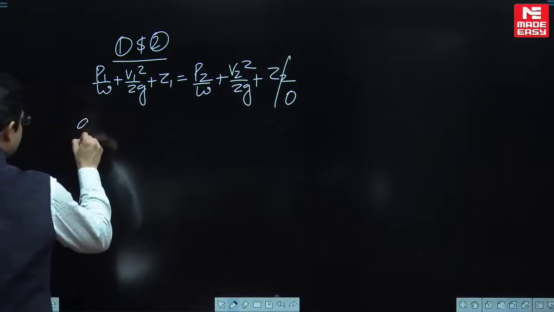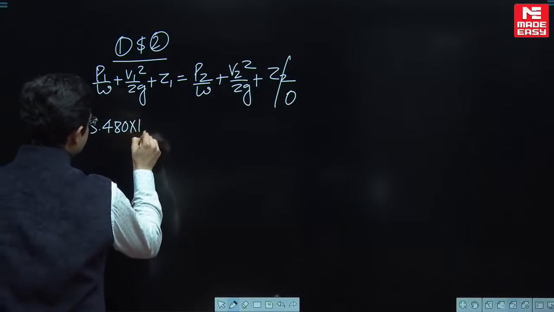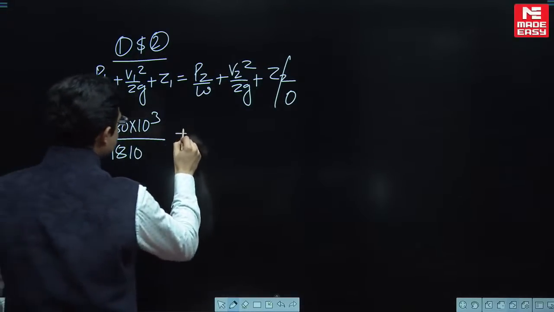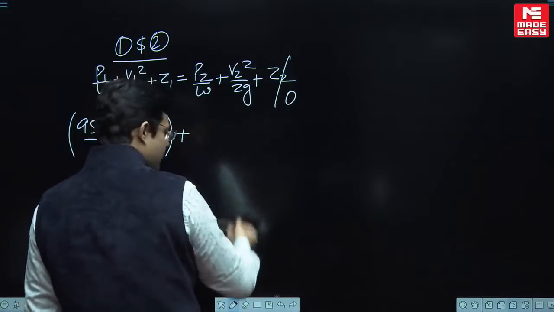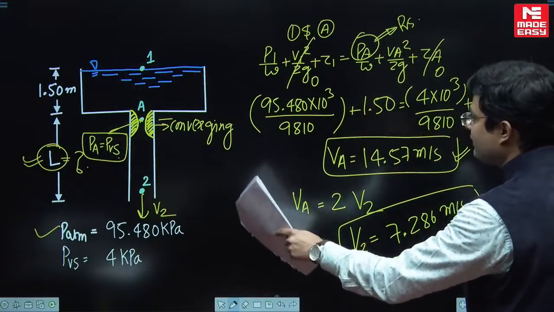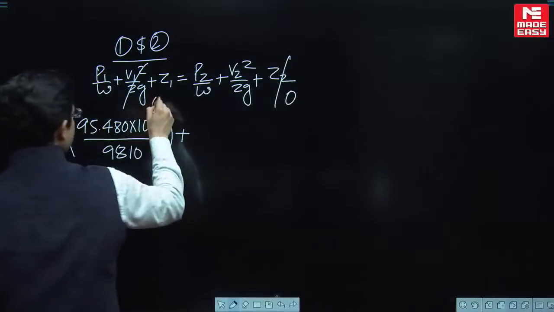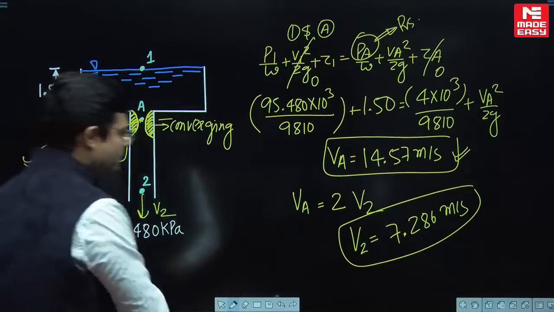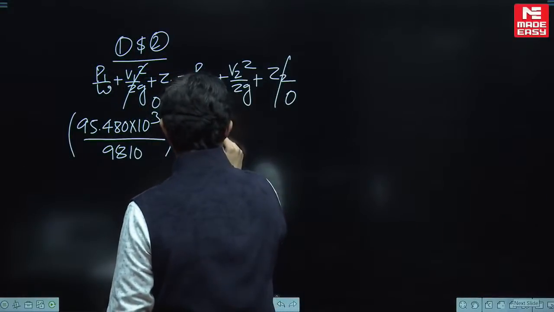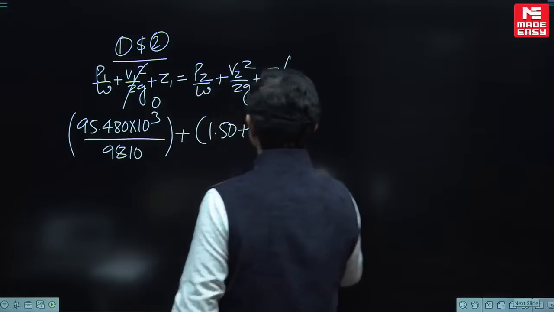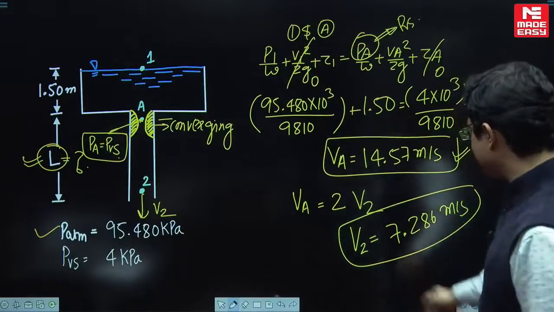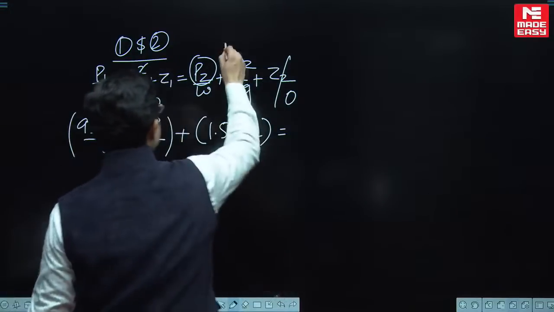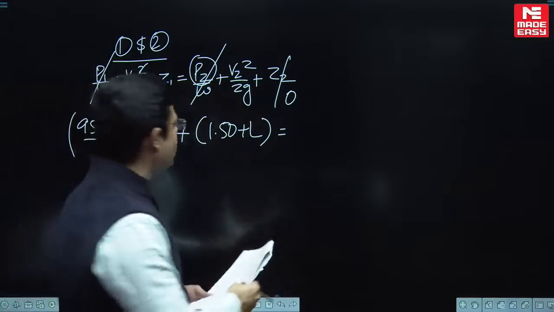P1, don't take it to be 0, take it to be atmospheric: 95.480 kilopascal. So 95.480 into 10 to the power 3 divided by W, the specific weight of water, 9810, plus V1 square by 2G. Just now we found V1, where V1 is a large tank here, so this is also gone, plus Z1. Z1 will be 1.50 plus L. Very good. Is equal to P2. What is the pressure at 2? Atmospheric. So on both sides the pressure is atmospheric, so this and this can be cancelled, because P2 will also be this.